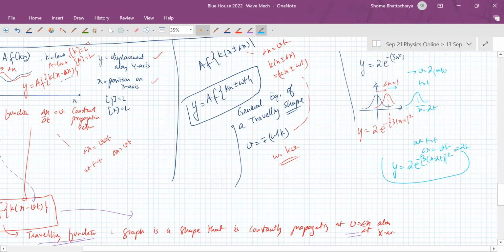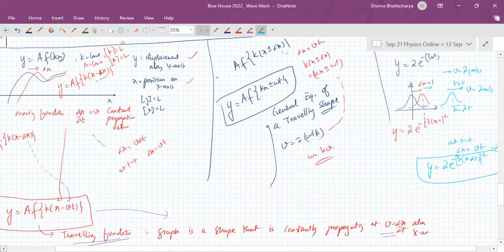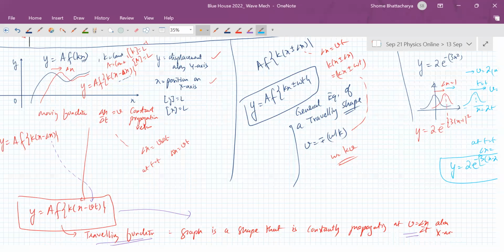So now this function represents what? It represents a pulse like this or a peak like this, which is traveling at a constant rate of 2 meters per second. So that thing only in generalized form we've written over here. This is an example of that. We've written that in generalized form. Is it clear now? Yes, sir.